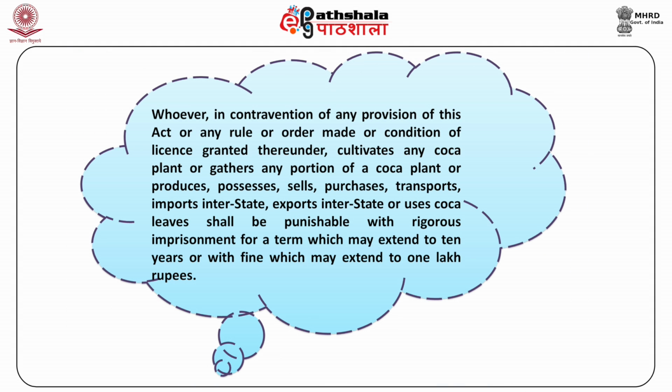Whoever, in contravention of any provision of this Act, or any rule or order made or condition of license granted thereunder, cultivates any coca plant, or gathers any portion of a coca plant, or produces, possesses, sells, purchases, transports, imports inter-State, exports inter-State, or uses coca leaves, shall be punishable with rigorous imprisonment for a term which may extend to 10 years, or with fine which may extend to 1 lakh rupees.